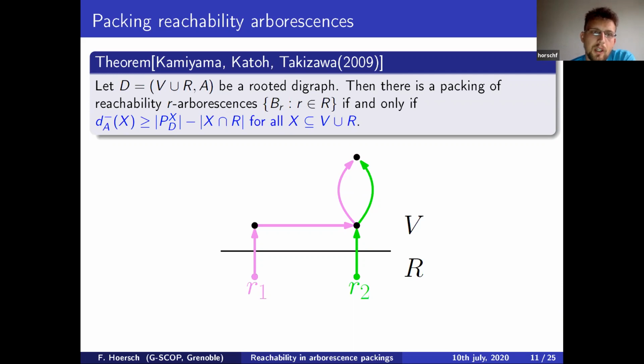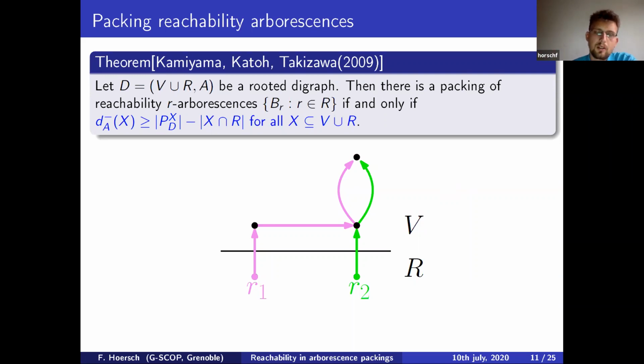Okay, so I start again with that root digraph, and I say I now want a packing of reachability arborescences. And I can get this if and only if the indegree of every set X in V union R is at least that term here. And again, this is rather simple to see.